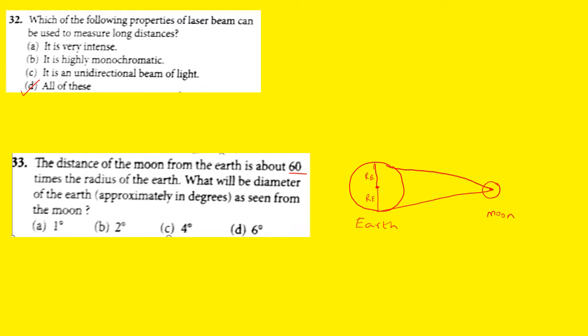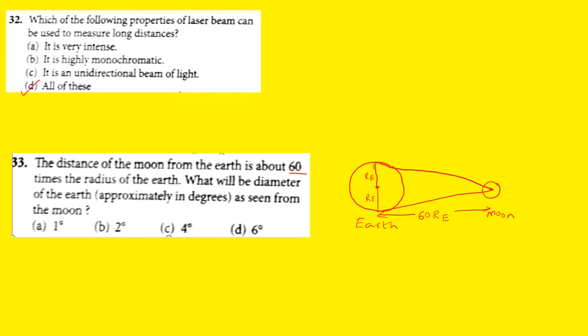So we are using the parallax method to measure the distance. The distance of the moon from the earth is about 60 times the radius of the earth. So the distance is 60 RE, the distance from earth to moon. What will be the diameter of the earth as seen from the moon, approximately in degrees?